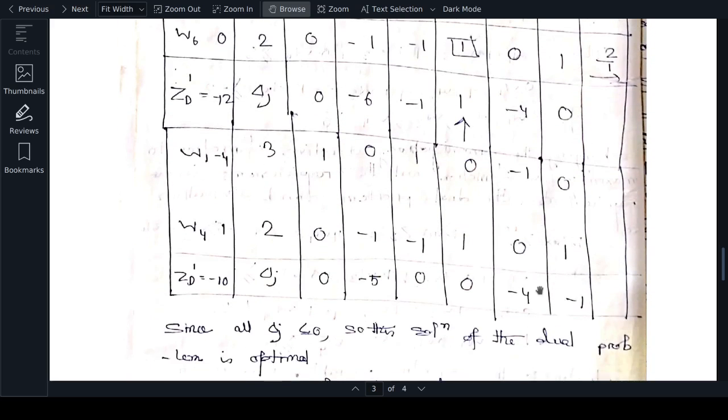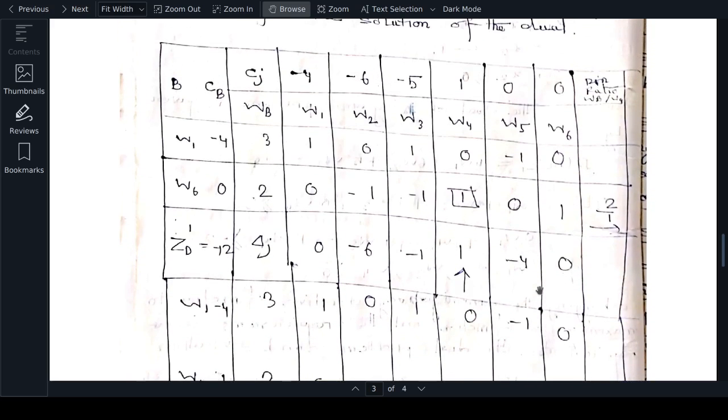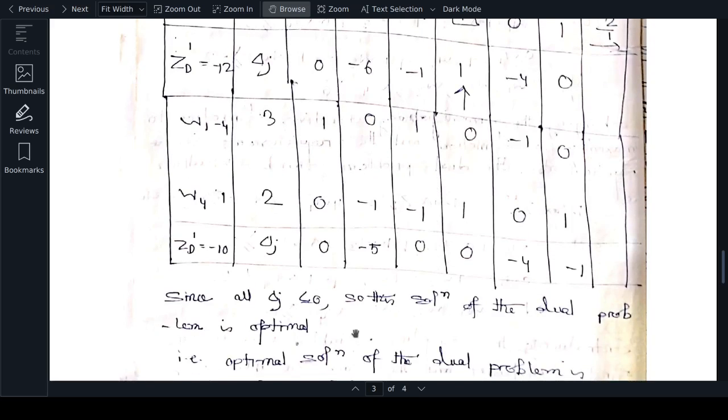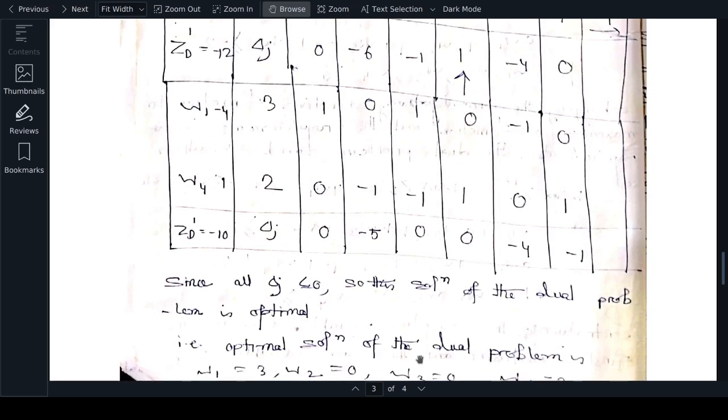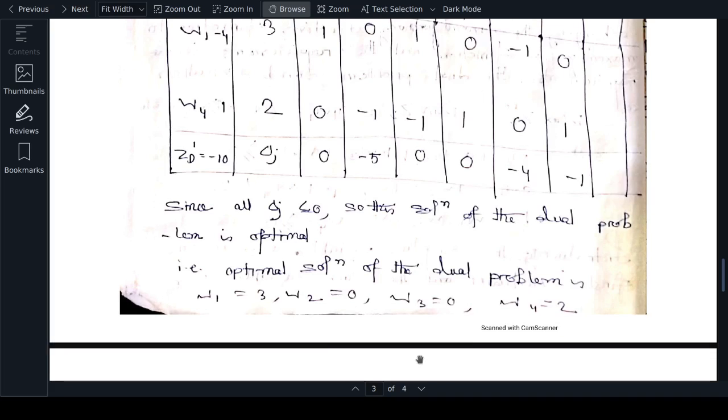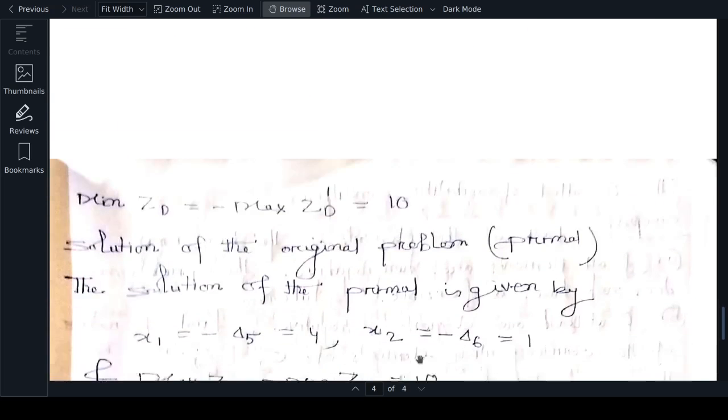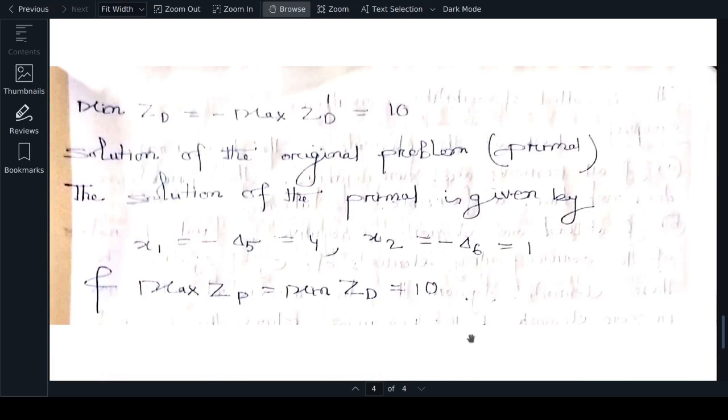And max ZP means primal. So max ZP equal to min ZD. You see, this is point number 1: the optimal value of the primal objective function is equal to the optimal value of the dual objective function, meaning max ZP equal to min ZD. Min ZD is 10, so we write the solution: max ZP final value is 10. So this line is important. All of you see this.